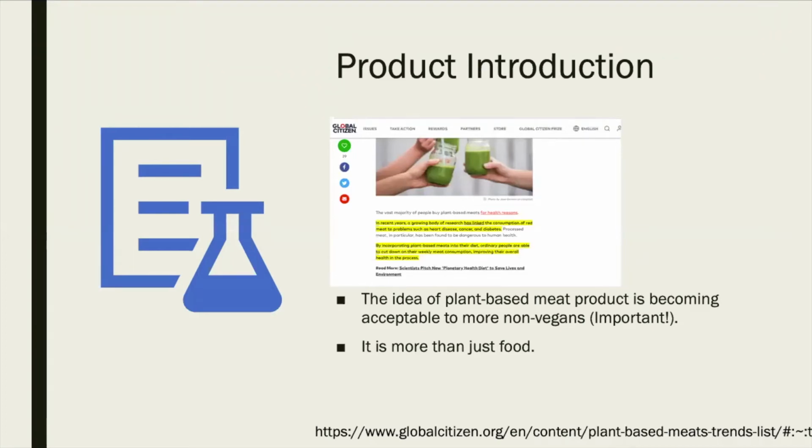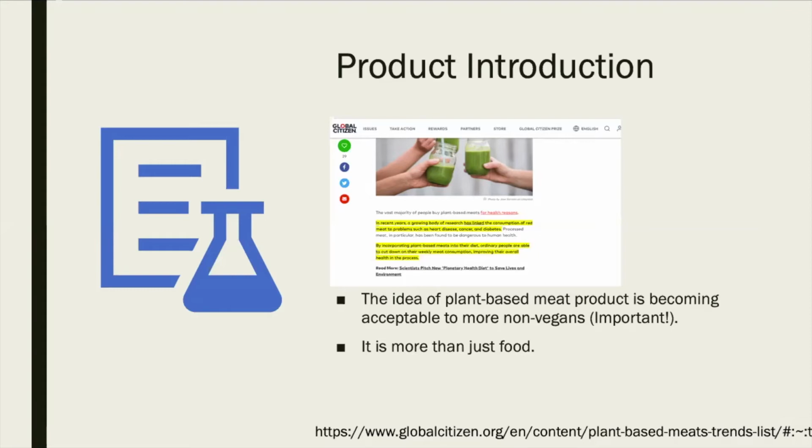Another reason that we want to sell this plant-based meat product is because it is actually becoming more acceptable to non-vegans. Because our target market is China and Chinese, and traditionally a lot of Chinese don't actually feel comfortable eating meat substitutes. They just want the actual meat, and we want to let them know in this campaign that plant-based meat is not just a meat substitute. It's much more than just food. It helps us save the environment. It helps us save the animals.